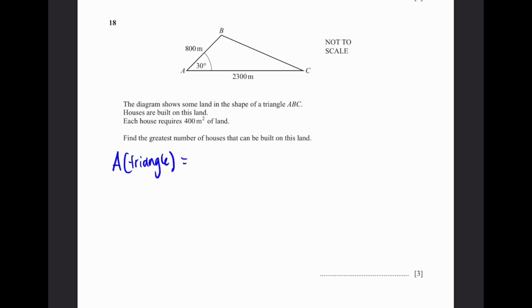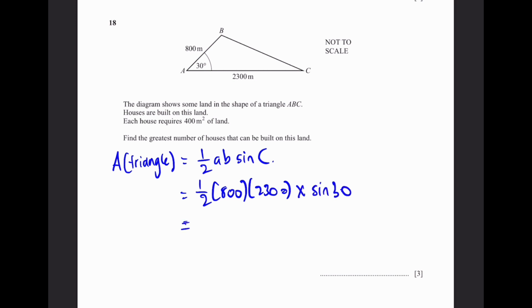It doesn't have to be half BH all the time. We don't know what the height is, right? So we can use the formula half AB sine C, which means half of two sides multiplied by the sine of the angle in between them. So half into 800 into 2300 multiplied by sine 30. That will be equal to 400 into 2300 sine 30. I'll show you why we're keeping it as 400 in a moment.